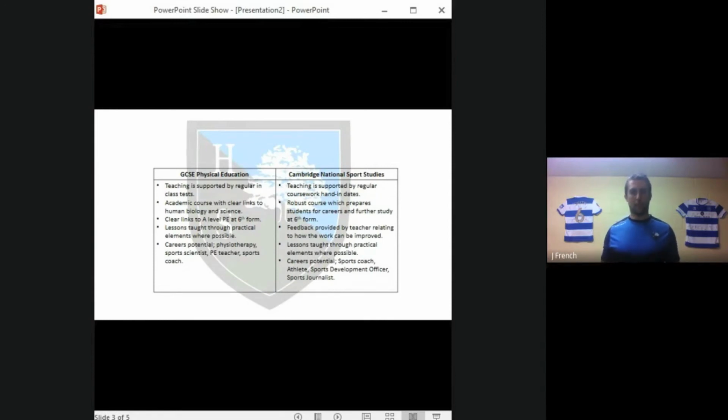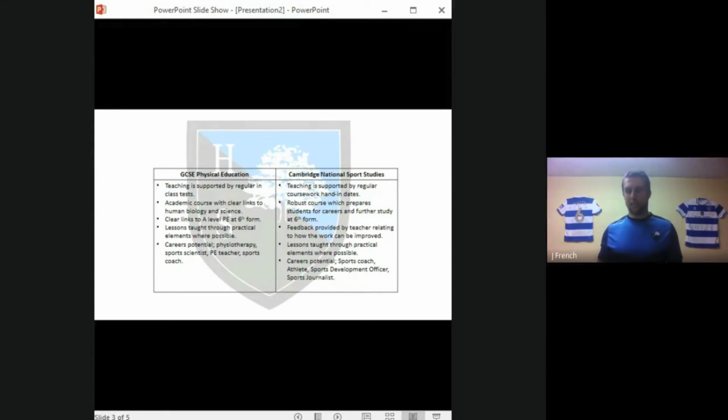With the GCSE in PE, the teaching is supported by regular in-class assessments. So we'll check your progress in relation to the GCSE grades of 1 to 9 through regular challenge week tests, in-class assessments, and homework which will be sent home. It's an academic course. It's got clear links to biology and clear links to science.